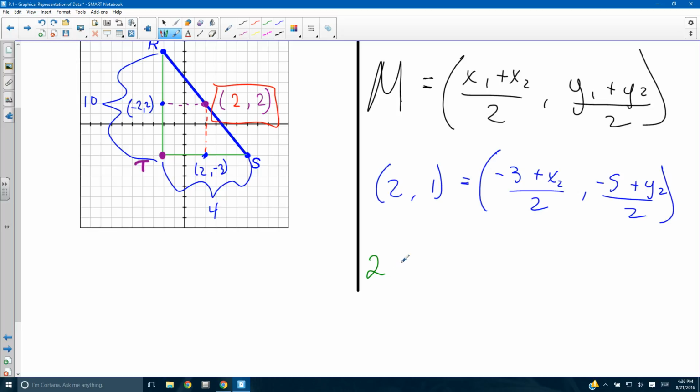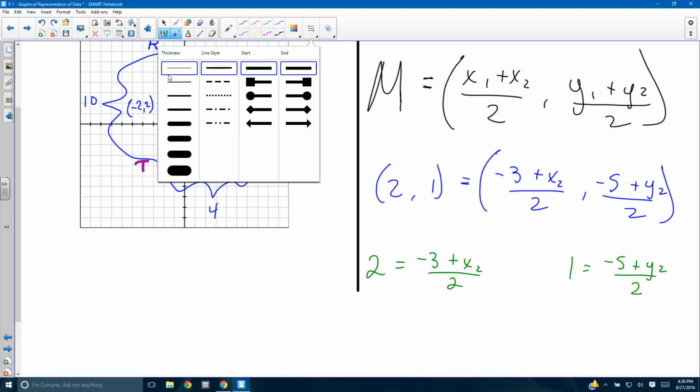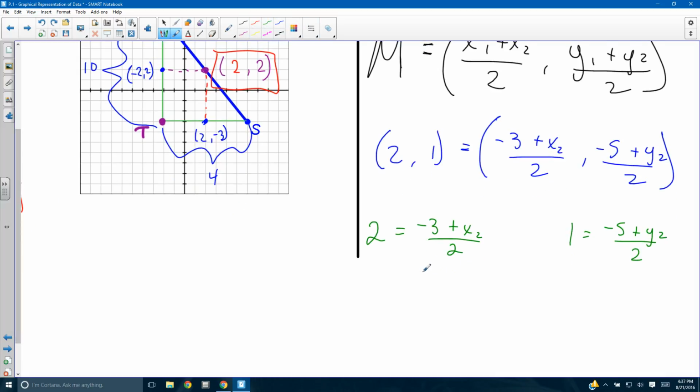So I'm going to write out an equation that says 2 equals negative 3 plus x sub 2, all over 2. That's just for my x values. For my y values, I have a second equation that says 1 equals negative 5 plus y sub 2, over 2. So now you're going to solve for x2 and y2 this way. You might still be confused because maybe you have trouble with fractions from time to time. Well, I have this whole thing divided by 2, so I can multiply both sides by 2. And 2 over 2 is 1, so these cancel right here. 2 times 2 over here is 4. So 4 is negative 3 plus x sub 2.